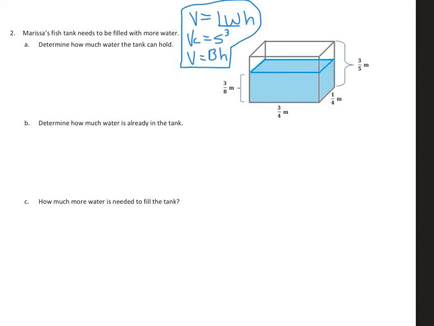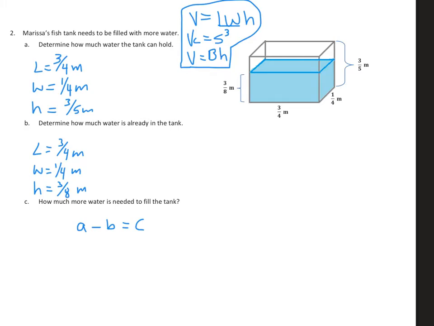All right, so let's go through how we can solve this problem. I've written down the key information here. In order to find how much water the tank can hold, in general, we need to know the length, width, and height of the total tank. So our length is 3/4 meters, our width is 1/4 of a meter, and then our height is 3/5 meters. So we're just going to multiply those together. I'll do that in a second.